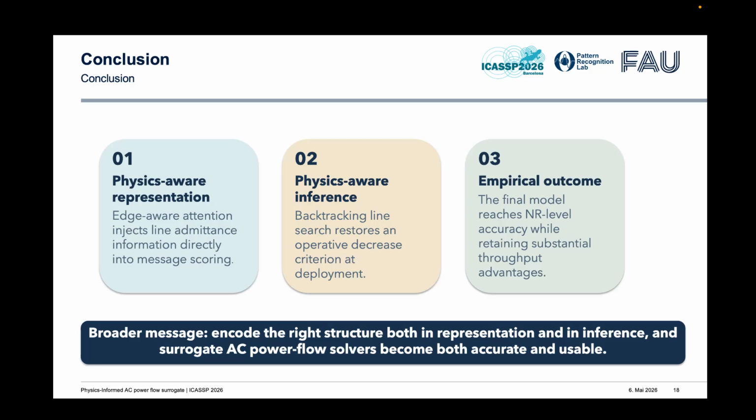So basically our method, physics-informed graph neural network with edge-aware attention and line search correction operator, achieves the Newton-Raphson level accuracy while retaining substantial throughput advantages. So this work highlights the promise of graph representation learning in the power system sector, motivating future research with rigorous benchmarking and broader scalability and integration into real operational grid.